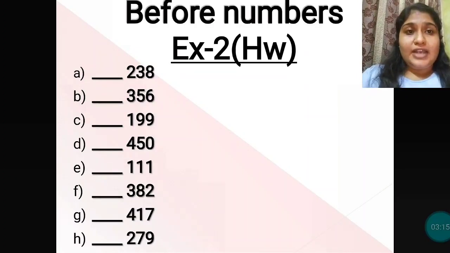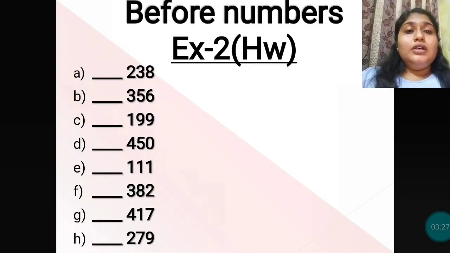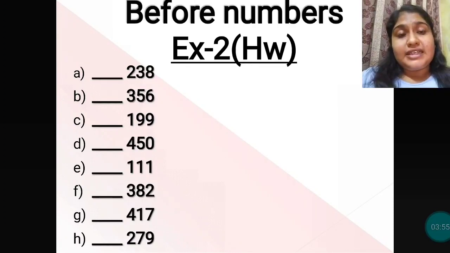Now students, exercise 2. This is your homework and you have to do it in your maths notebook by yourself. So write down before numbers. Exercise 2. In this, different figures are given to you and you have to write down their before numbers. 238, 356, 199, 450, 111, 382, 417 and the last is 279. So students, ये given numbers हैं. हमें इन blanks में इसके before numbers लिखने हैं.